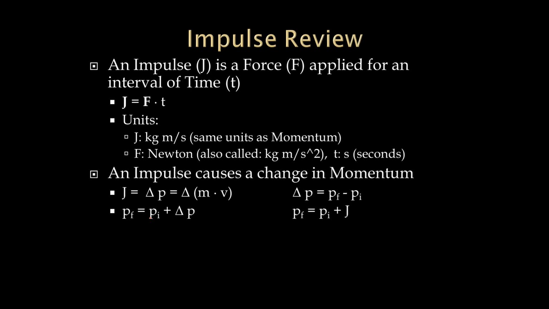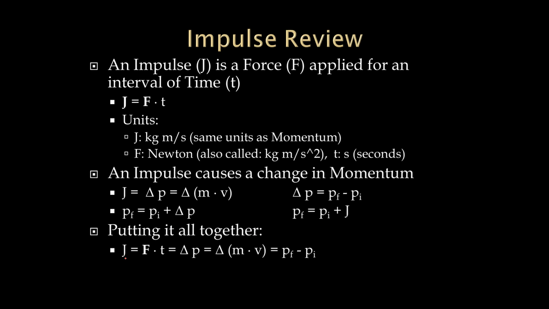Hey, we can express these a couple of different ways. Our final momentum is our initial momentum plus that change in momentum, or another way of expressing it is our final momentum is our initial momentum plus the thing that causes the change of momentum, impulse. Putting this all together, we could say that our impulse is equal to a force times a time, which is our change in momentum, which is a change in the mass or a change in the velocity over some time. Or another way of expressing it is our final momentum minus our initial momentum.